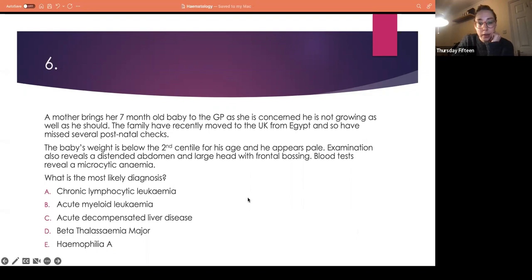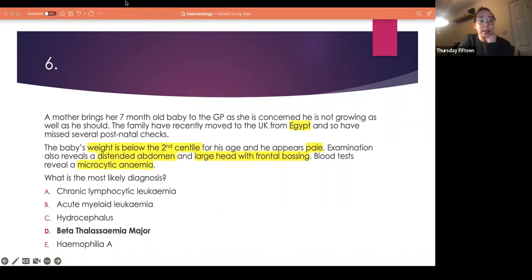Yeah, you've all got it. The majority of you have gone for D, beta thalassemia major. Well done. The key parts of this question are that the baby's failing to thrive. Also the epidemiology comes in a bit here: thalassemia is more common in Mediterranean and Northern African countries. He's pale, he's anemic, and he's got some bony deformities in his head.